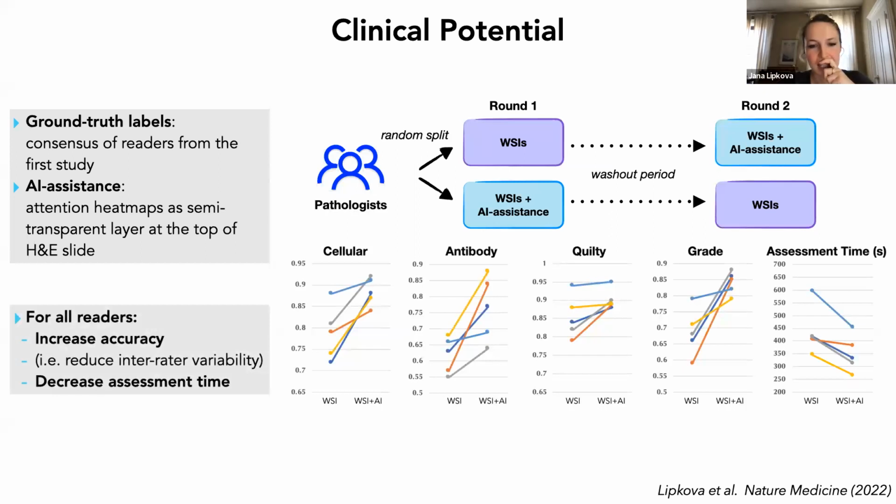Okay, so we're almost basically done. Here I was just showing that the assistance from the model should increase accuracy, and it also decreases the assessment time, which makes sense because if everyone is looking at the same regions and if everyone is shown where to look, then the assessment time is going to be smaller and accuracy higher.